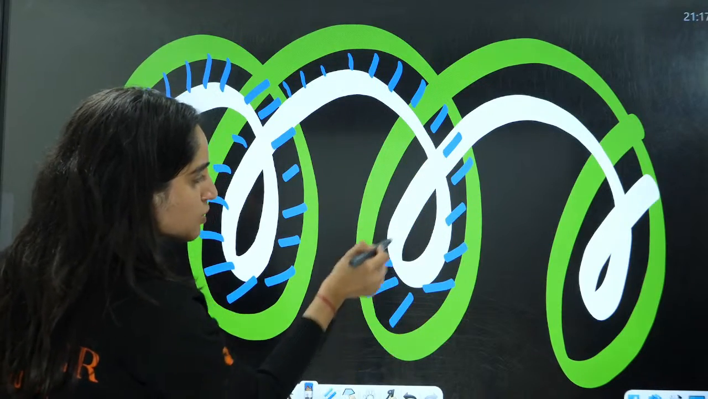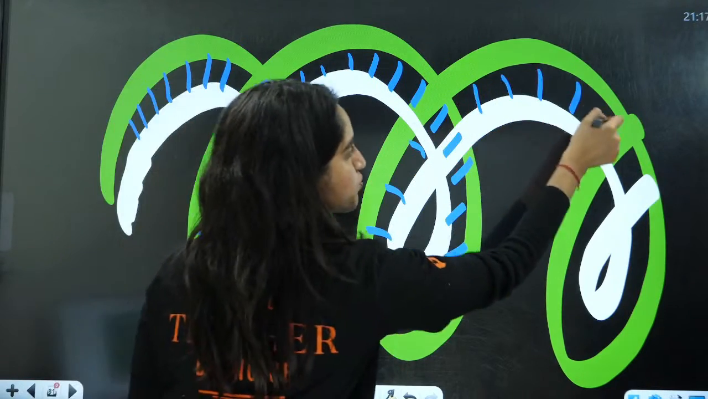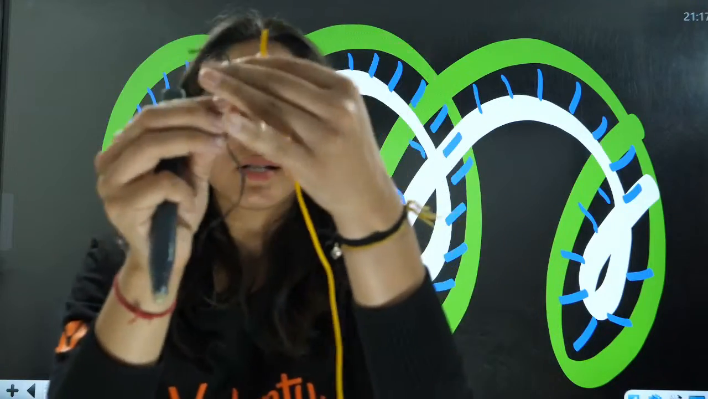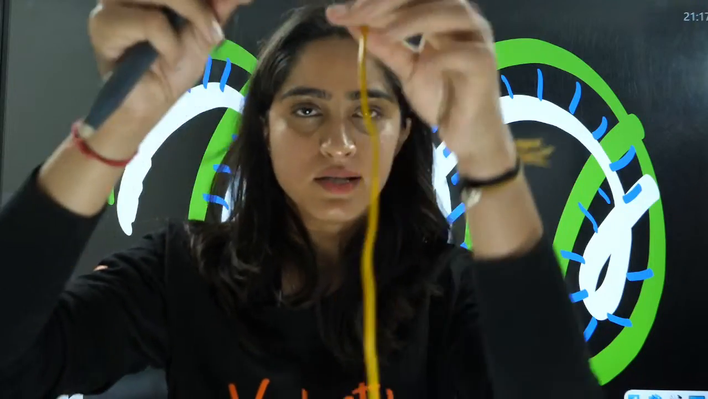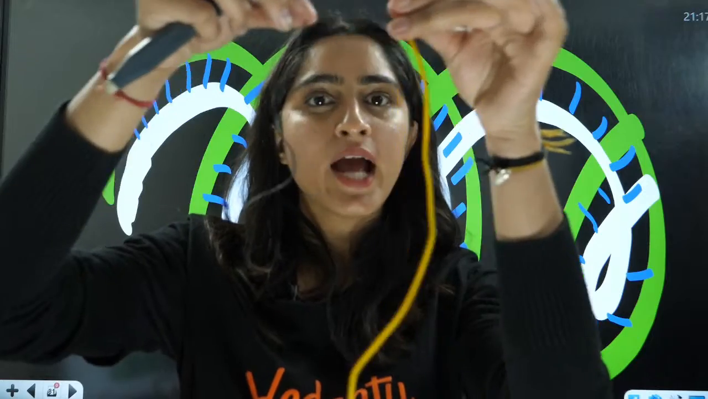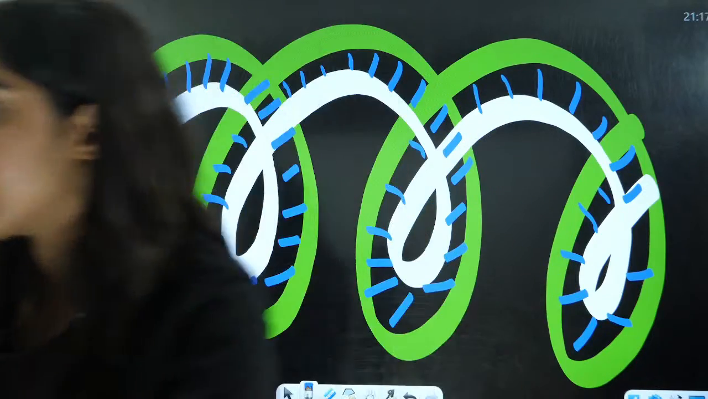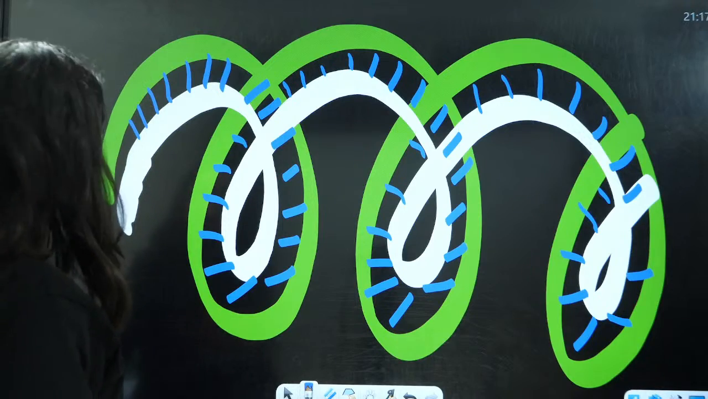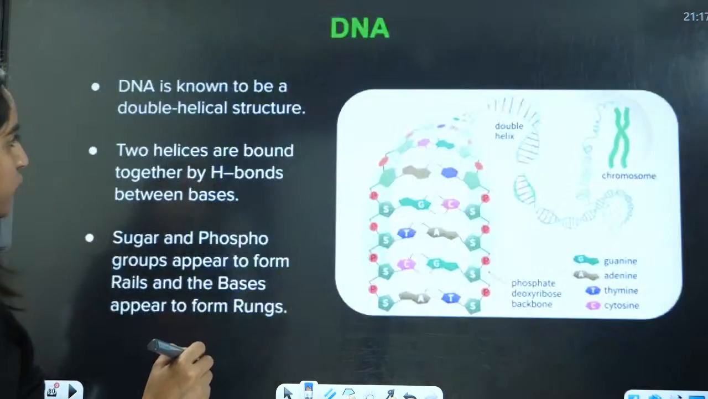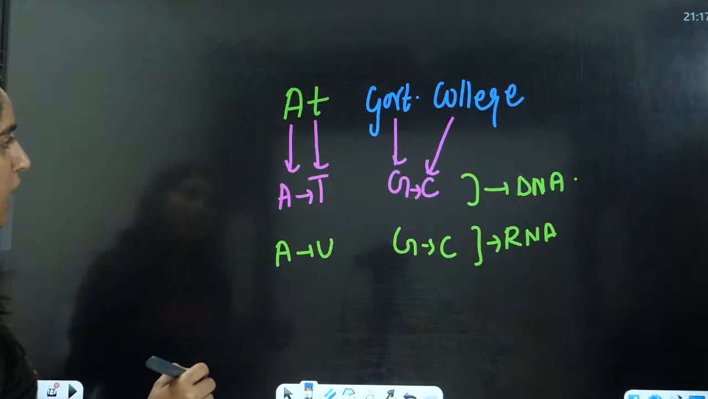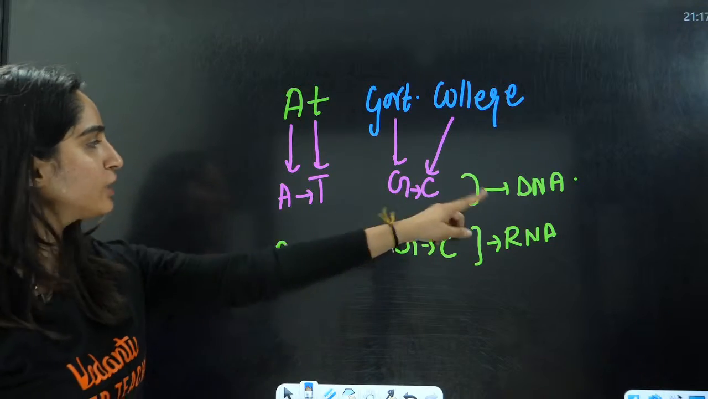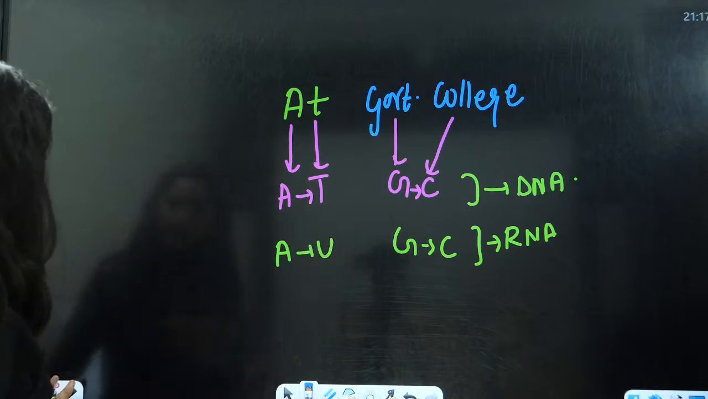Now this hydrogen bond that I am drawing with this blue pen, I am drawing it in a straight way. This is one alpha helix, this is the other alpha helix. So they are hydrogen bonded to each other. How are they hydrogen bonded? If we are talking about RNA, that will be hydrogen bonded by AU and GC, and DNA will be AT and GC.